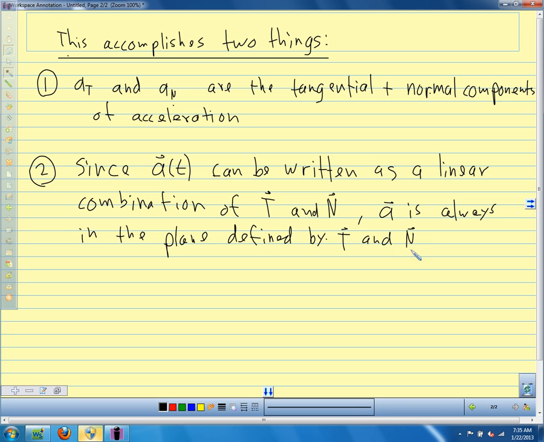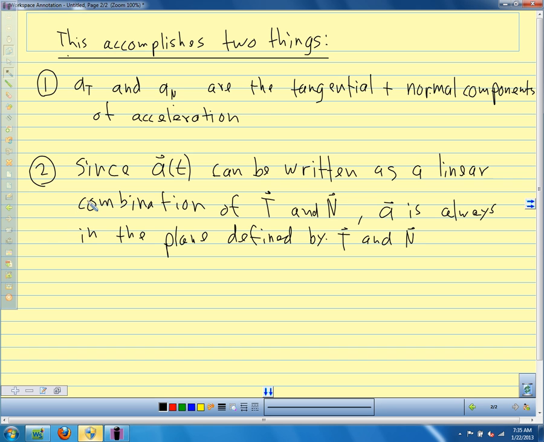So this means that if our particle is doing some kind of crazy motion, the acceleration is always going to be in this plane defined by T and N.